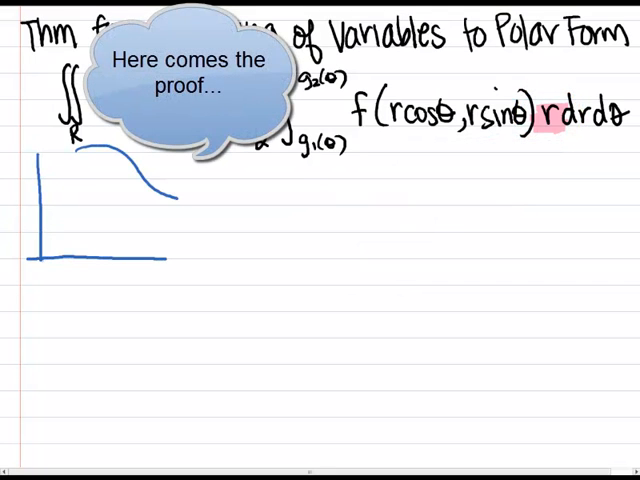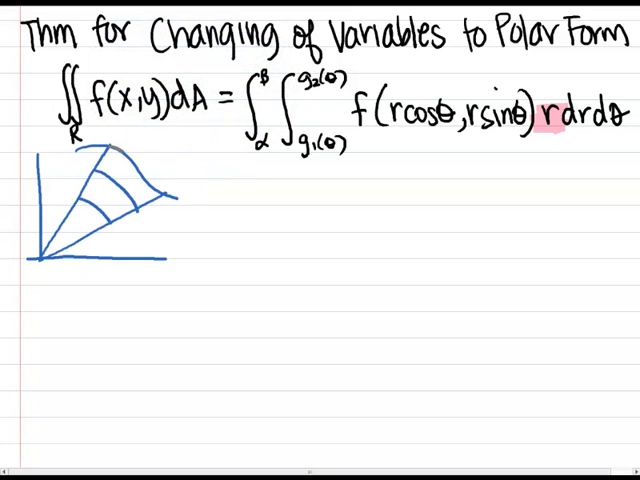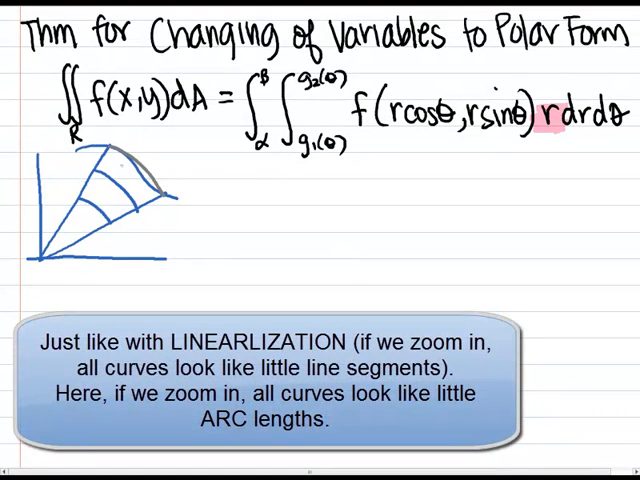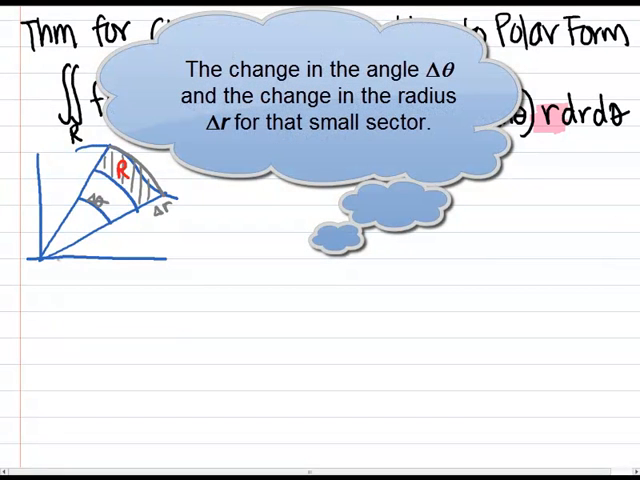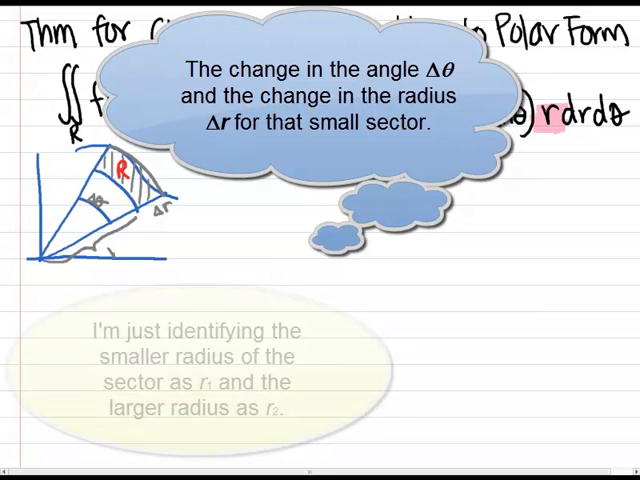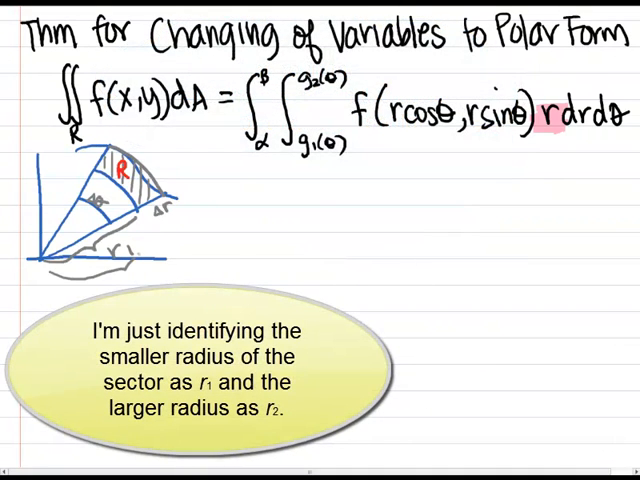If you have a curve, if we looked at a small enough region, then we could approximate this curvy section with this arc, where this is my region R. Here we have some delta theta, and over here we have some delta r, and we can say that this first one is going to be r1, and this second one here is going to be r2.